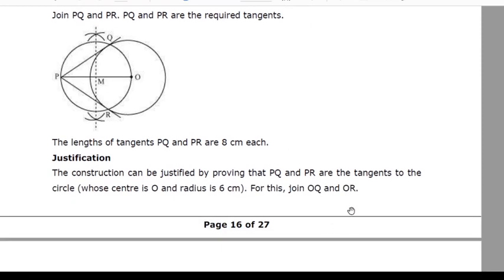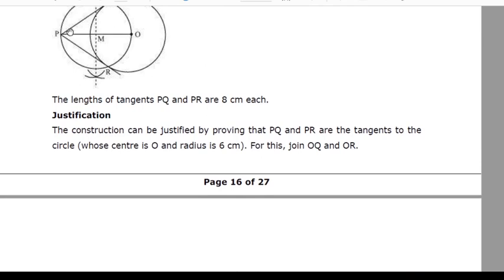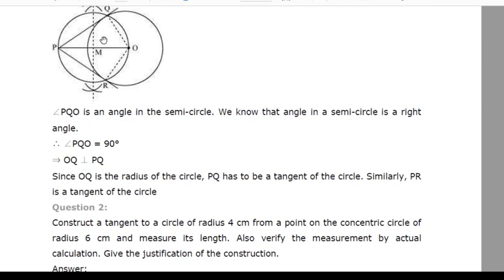Now for the justification, the construction can be justified by proving that PQ and PR are tangents to the circle with center O and radius 6 cm. For this, join OQ and OR. You have to join these. After joining, what you will notice here is that this angle is 90 and this angle is 90.